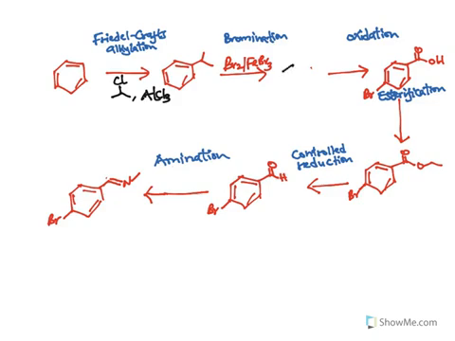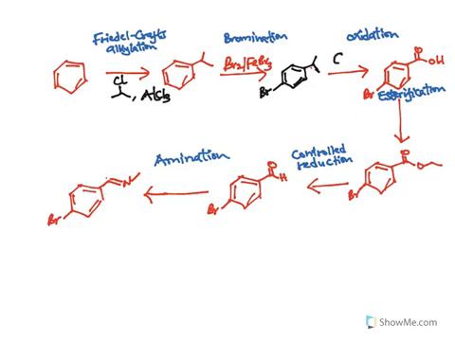For the bromination process, the incoming group, the bromine here, is going to be directed by the substituent. So in this case, the isopropyl group is electron donating, so it directs the incoming bromine into the para position to form the major product.